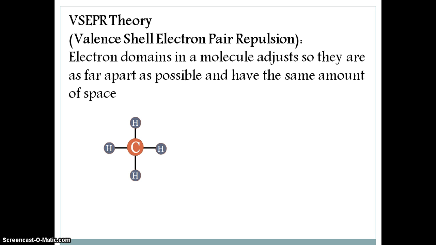What we have to look at first is what's called the valence shell electron pair repulsion theory, known as the VSEPR theory. This theory states that the electron domains in a molecule adjust so they are as far apart as possible and have the same amount of space. You have to keep in mind that electrons are negatively charged, and so they'll repel each other. They don't want to be close to each other if they don't have to be. So they move around so they're as far apart as they can be from each other, but so they have the same amount of space.